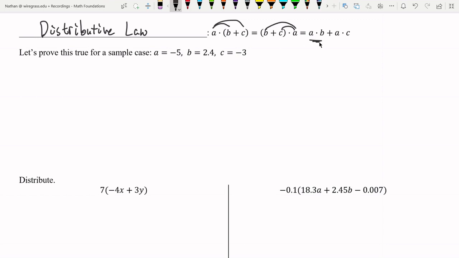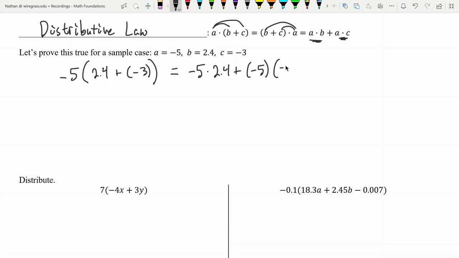So we're going to have a times b plus a times c. We're just multiplying each one of these things. We can prove this true for a simple case by just showing it and proving that these two sides of the equation are accurate. So a is -5, b is 2.4, and c is -3. And we're saying this is equal to this one here. A times b, a times c.